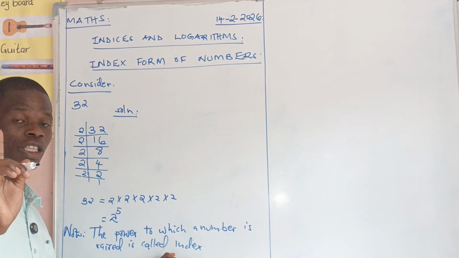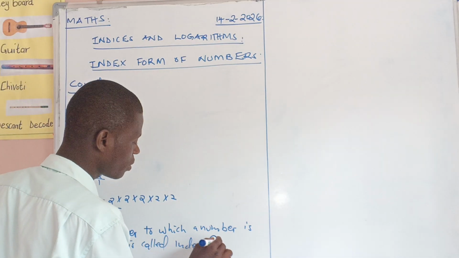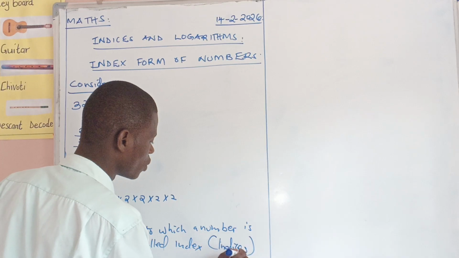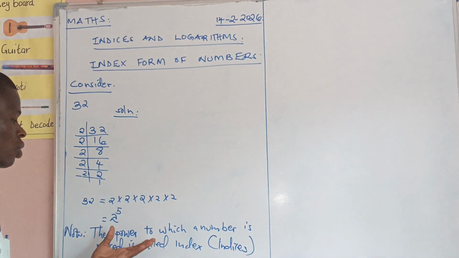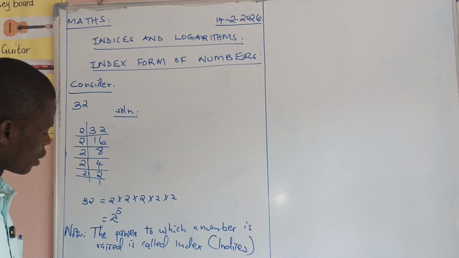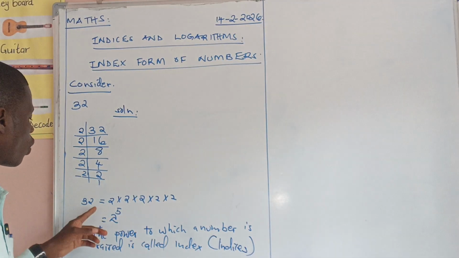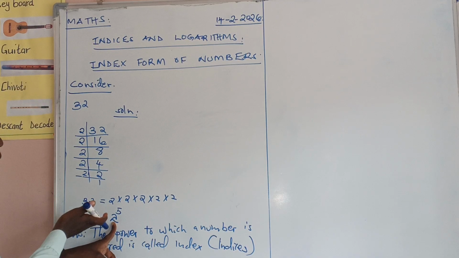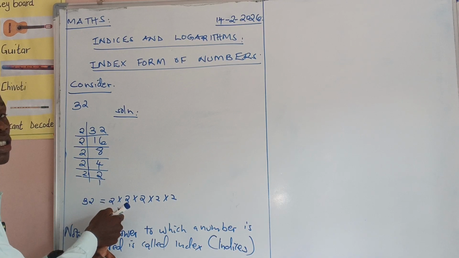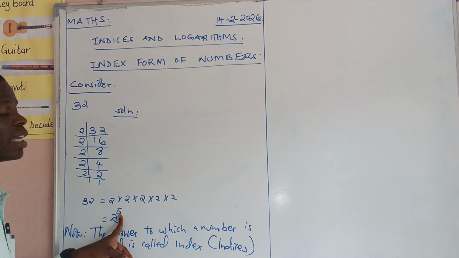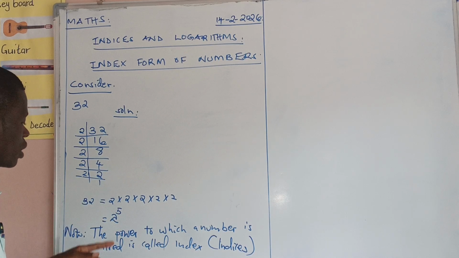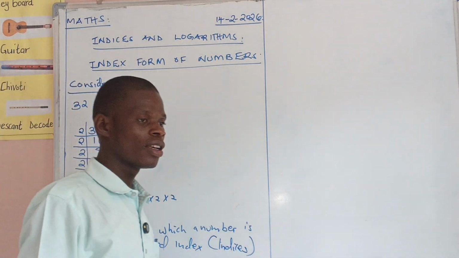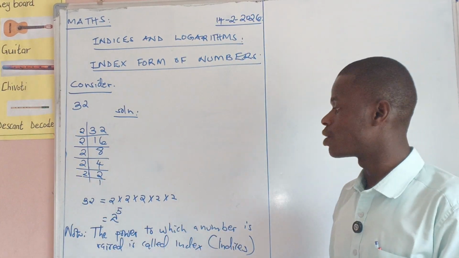Index, that is now singular. Plural, we have indices. So index when it is 1, and when there are many, we call them indices. So this is what you need to understand. In this example, 2 is the base and 5 is the power, so this 5 is the index. 32 is written in index form as 2 raised to power 5.